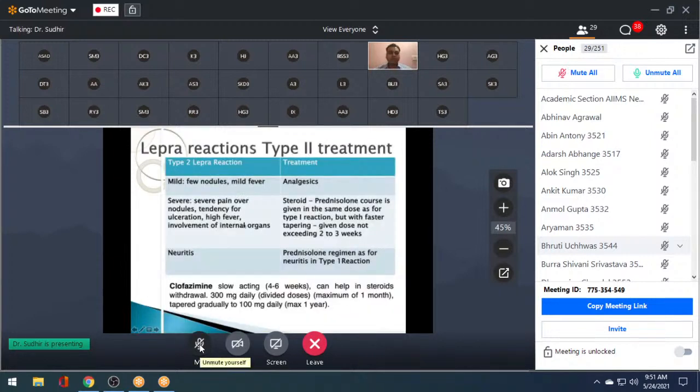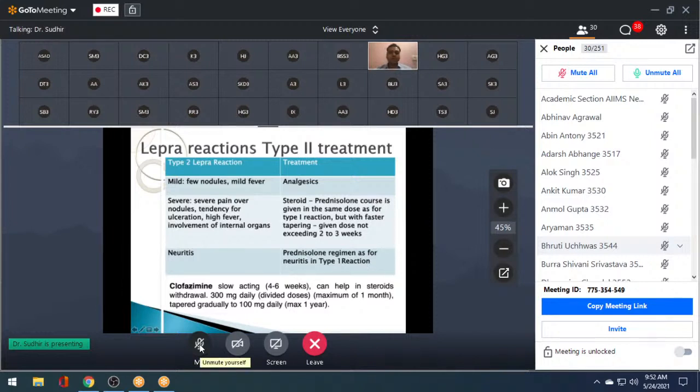I have told you it is of mild, moderate, and severe types. So if it is a mild type of reaction, with few nodules and mild fever, you can give only analgesics. If there is severe pain over the nodules, tendency for ulcerations, high fever, or involvement of internal organs, then you can give steroids, just like in type 1 reactions, but with a faster tapering. Okay. Means tapering should be faster. If there is neuritis, then the prednisolone regimen as that of type 1 reaction is to be given.